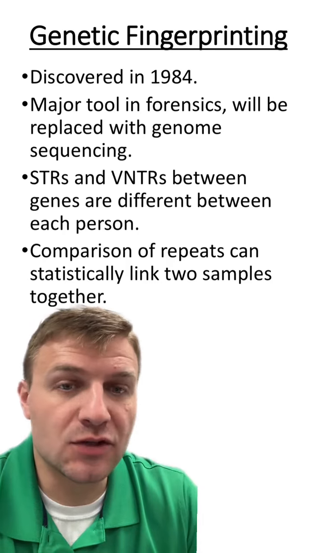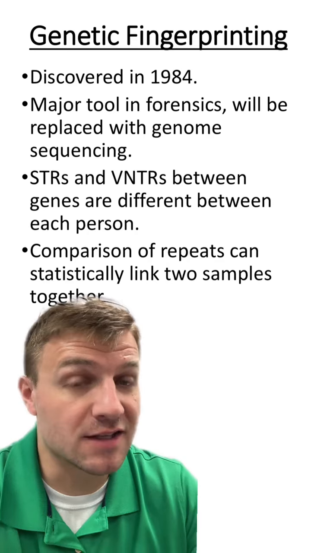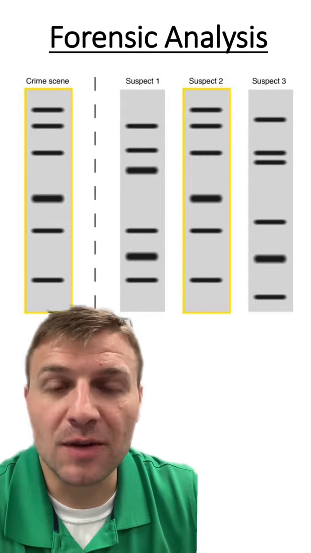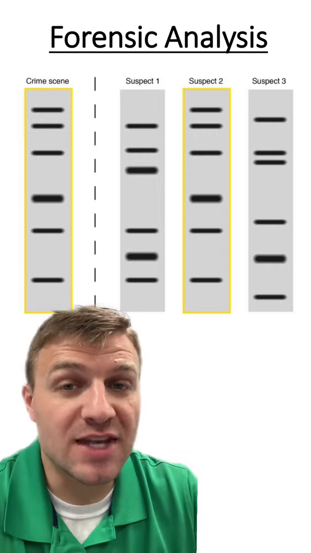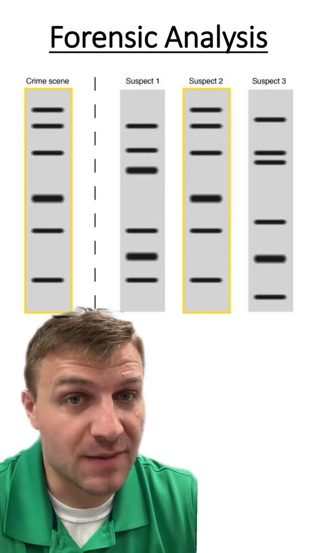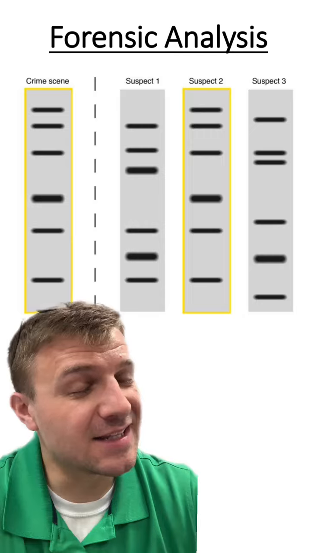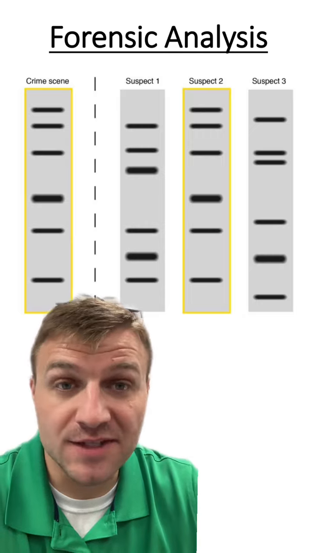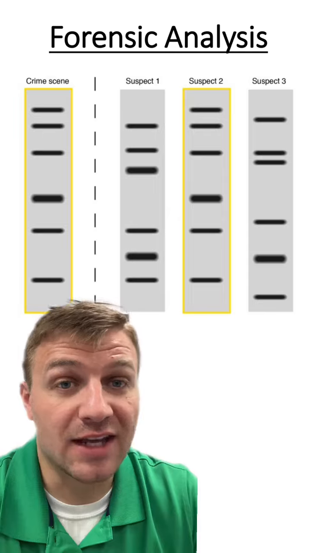What we basically do is we compare these repeats between crime scene DNA and people that we think are suspects. Let's go over an example. You can see specific fragments matching up with each one of these people that are suspects. However, suspect 2 matches every single fragment from the crime scene. So in this case, suspect 2 matches the crime scene, and it doesn't mean that they automatically did it, but it does mean that they were found at the crime scene. So we can use this tool to identify suspects and if they were actually at a crime scene or not.